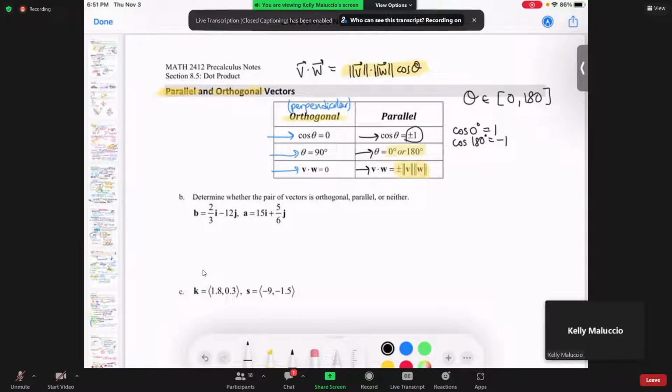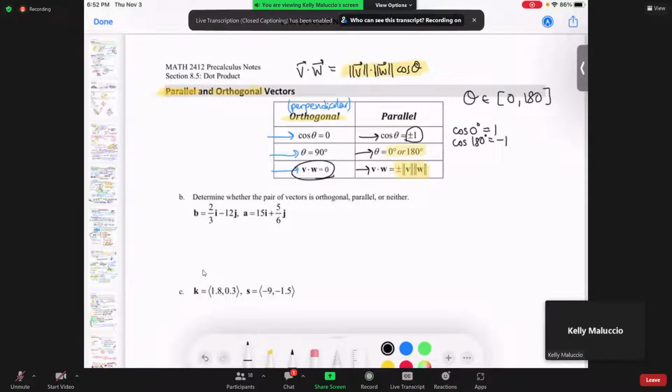So for part B, we're going to determine if this pair is orthogonal, parallel, or neither. The easiest way to do it is to figure out what the dot product is. Is the dot product 0? Okay, easy, then it's orthogonal. If it's non-zero, in this case, you can assume that it's parallel.